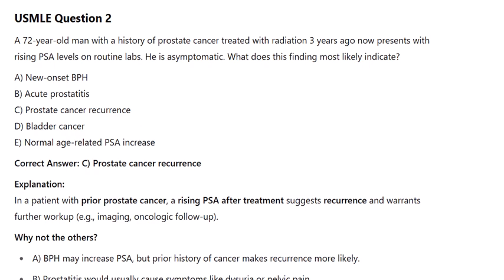A. New onset BPH. B. Acute prostatitis. C. Prostate cancer recurrence. D. Bladder cancer. E. Normal age-related PSA increase. Correct answer C. Prostate cancer recurrence.